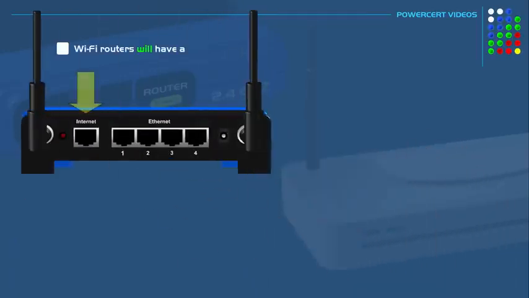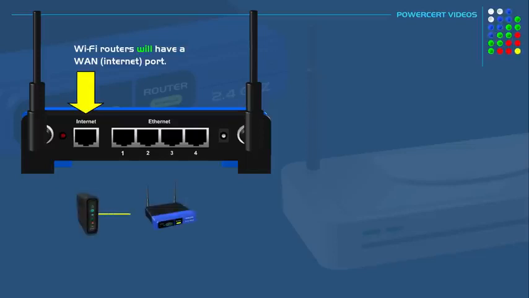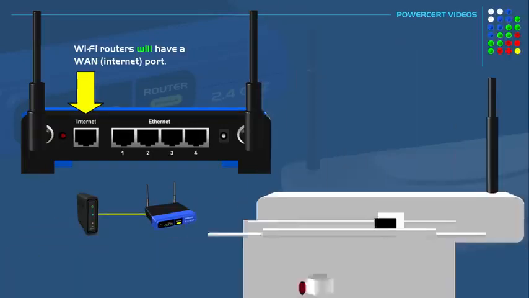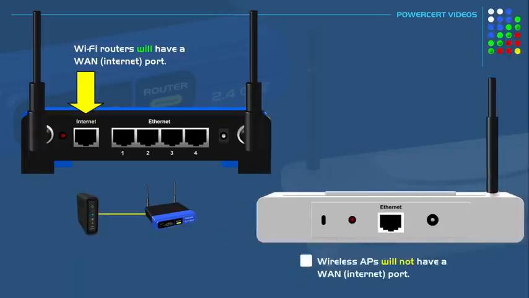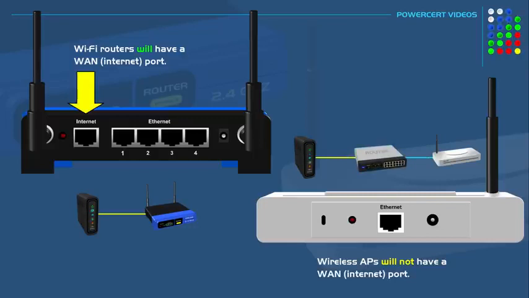And another difference is that Wi-Fi routers will have a WAN port or Internet port. A WAN or Internet port is where you would plug in a network cable coming in from your modem. And this is what gives your Wi-Fi router an internet connection so it can pass it on to other devices. Whereas a wireless access point doesn't have a WAN or Internet port. So it cannot directly connect to a modem. It has to connect directly to a router instead, and then the router is what connects to a modem.